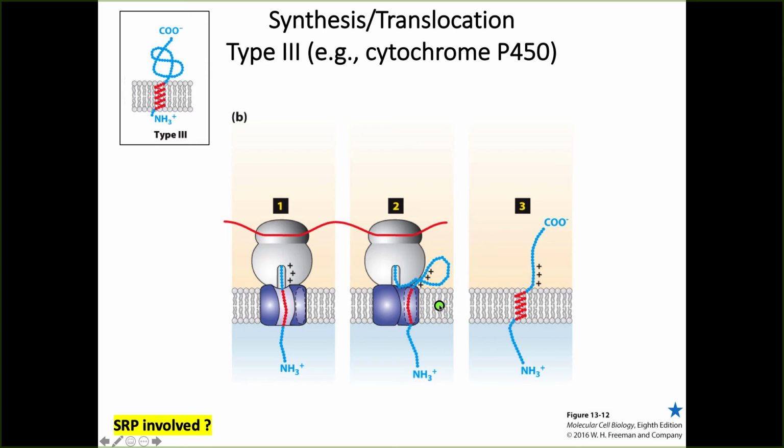But the interesting part is that after this is moved into the membrane, the C-terminal is going to be synthesized on the other side. So instead of going through the translocon, the C-terminal is sliding from the side of the ribosome, and that's how it ends up on one side. So this is the type 3 synthesis.